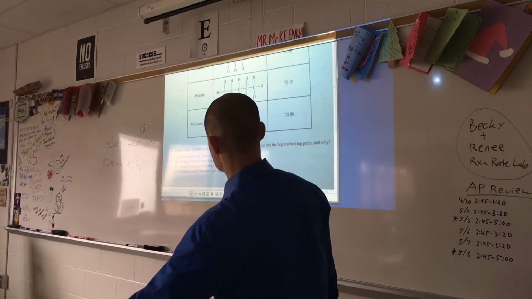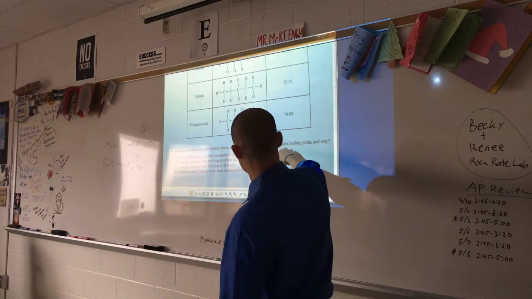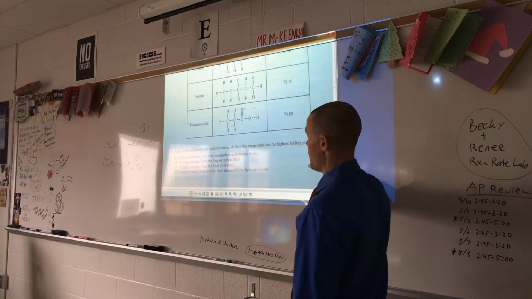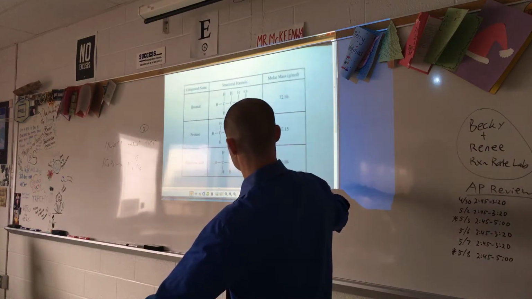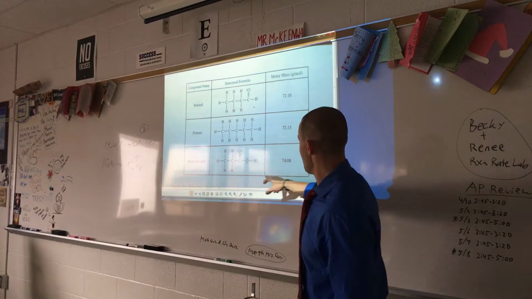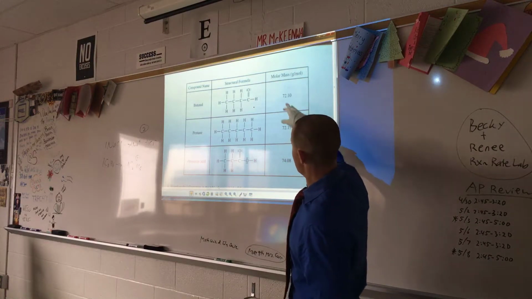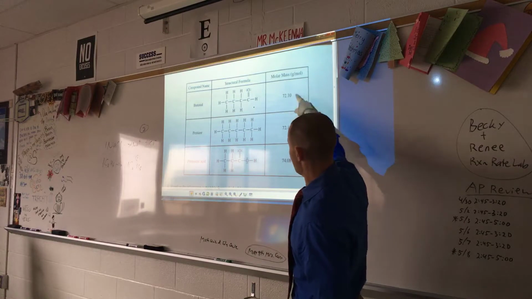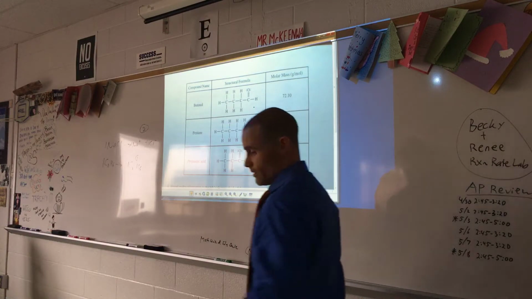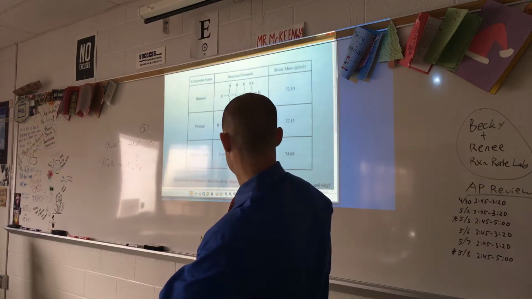I'll just kind of have to do this with you here. Based on the information in the table, which of the compounds has the highest boiling point and why? Out of these three, you have butanol, pentane, and propanoic acid. Molar mass 74, 72.15, 72.10. These are very close, that's a little bit higher. Which one would have the highest boiling point and why?